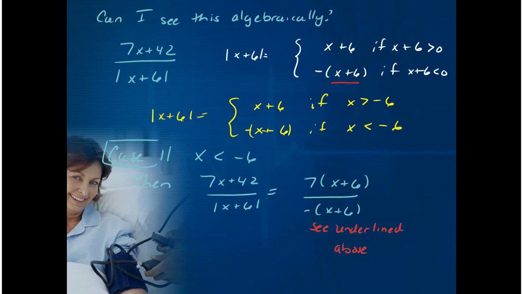The first case is this bottom case. What if x is less than -6? X plus 6 being less than 0 is the same thing as x being less than -6. So what if I'm in this bottom branch here? Well, in the bottom branch here, the absolute value of x plus 6 is really minus (x plus 6). I got that from the underlined part up at top. But then these two things cancel, and I'm left with a -1 below.